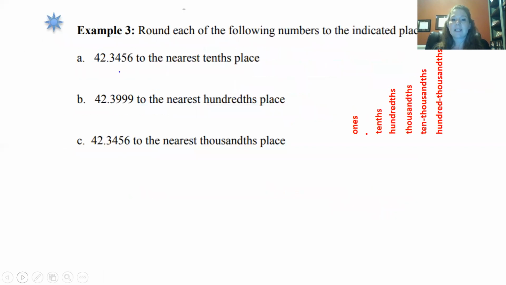Oh no, not yet. So number 3, it says round each of the following numbers to the indicated place value. So it wants us to round this number to the nearest tenths place. Well, which number is in the tenths place? The 3 is in the tenths place. So when you're rounding, you take the number that they ask you to round to, and you have to look at the digit to the right of it. Well, since to the right of it is the number 4.